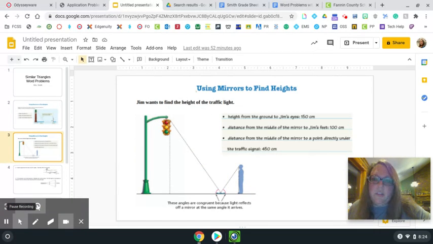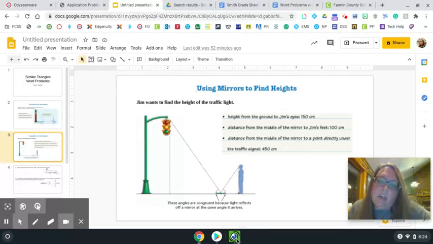All right, so on this problem, we have that the height from Jim's eyes to the ground is 150 centimeters, and the distance from the middle of the mirror to Jim's feet is exactly 100 centimeters. The distance from the middle of the mirror to the point directly under the traffic signal is 450 centimeters. So we're looking to find what the height of the traffic light is.